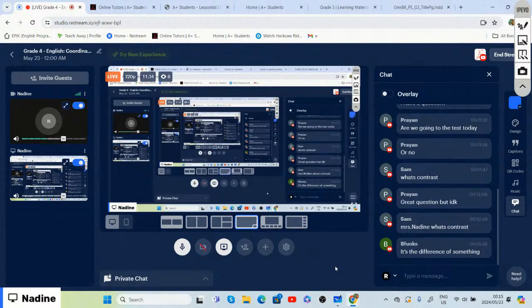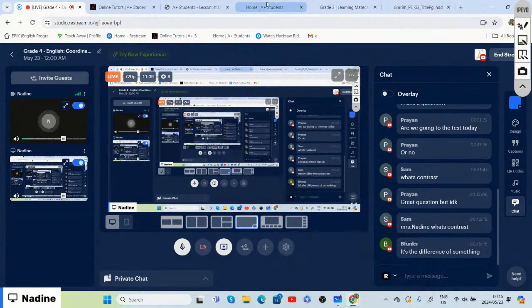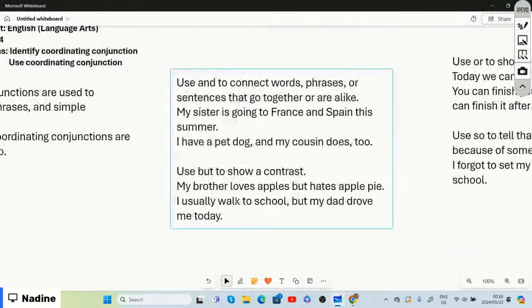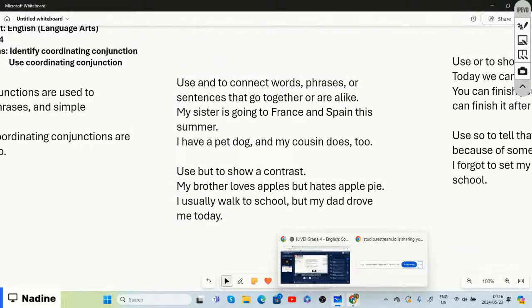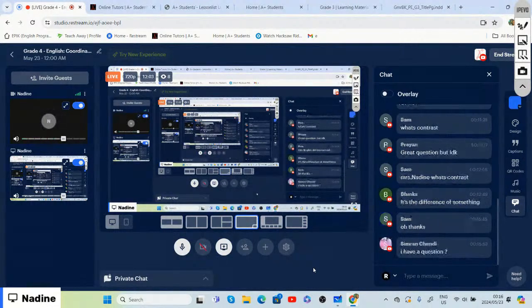Yeah, it's a difference. If we go back to the chat, it says my brother loves apples but hates apple pie. It's different to one another. So it is different from something else. That is the simplest meaning that I can give you. It's different from something, yes, exactly. Yes, another question.